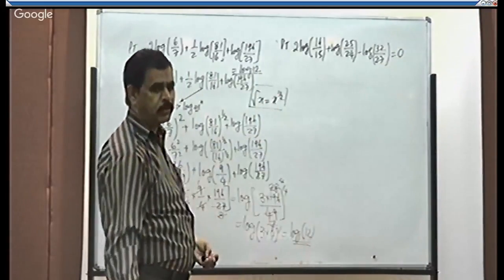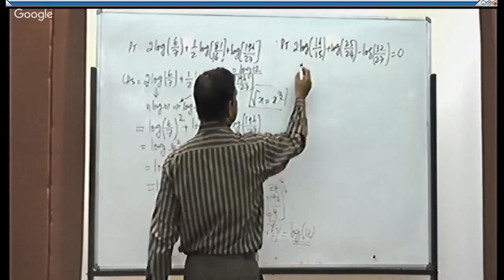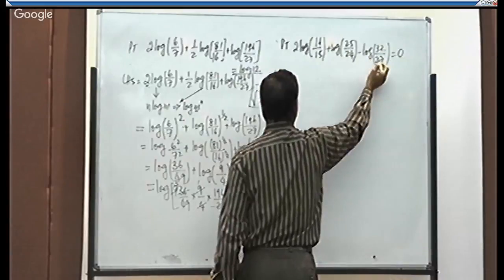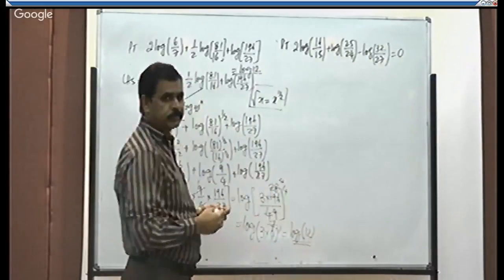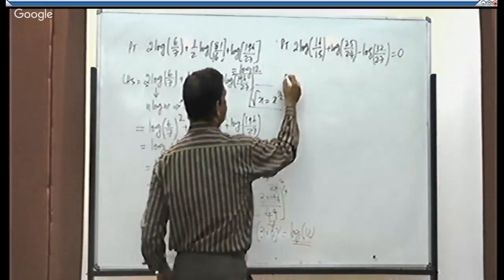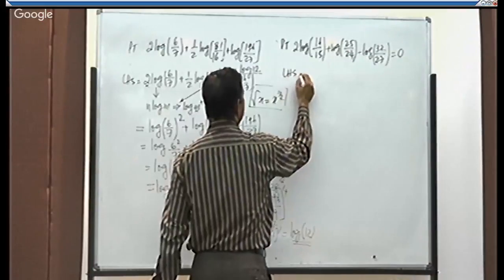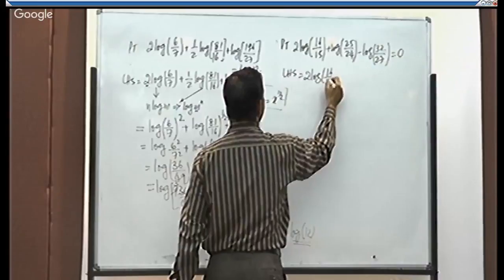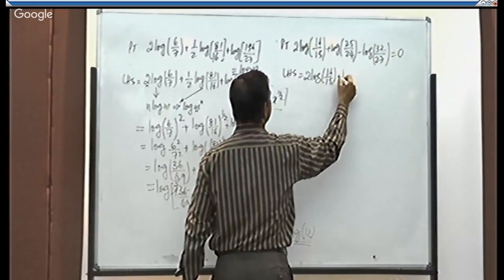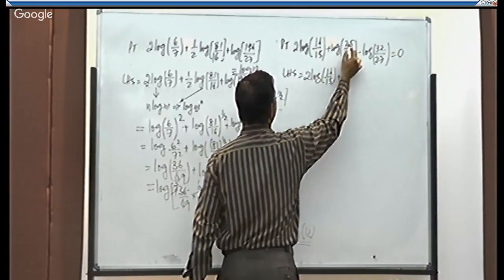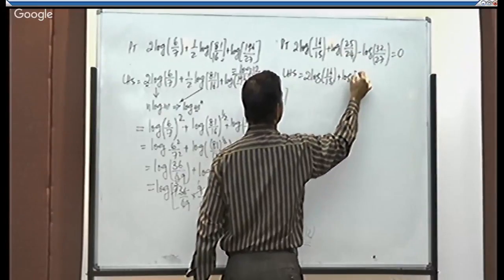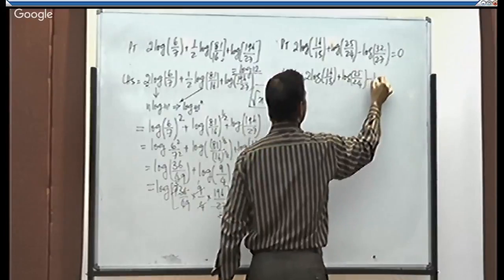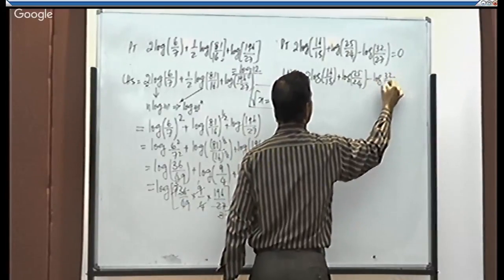Log 16 by 15 plus log of 25 by 24 minus log of 32 by 27 is equal to 0. You take the left hand side. So left hand side is what? 2 into log of 16 divided by 15 plus log of 25 divided by 24 minus log of 32 divided by 27.